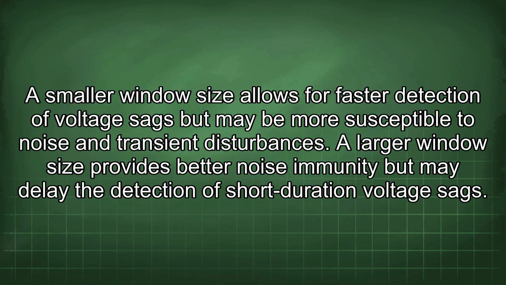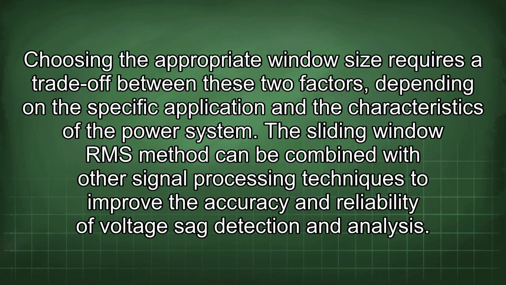A smaller window size allows for faster detection of voltage sags but may be more susceptible to noise and transient disturbances. A larger window size provides better noise immunity but may delay the detection of short-duration voltage sags. Choosing the appropriate window size requires a trade-off between these two factors, depending on the specific application and the characteristics of the power system. The sliding window RMS method can be combined with other signal processing techniques to improve the accuracy and reliability of voltage sag detection and analysis.